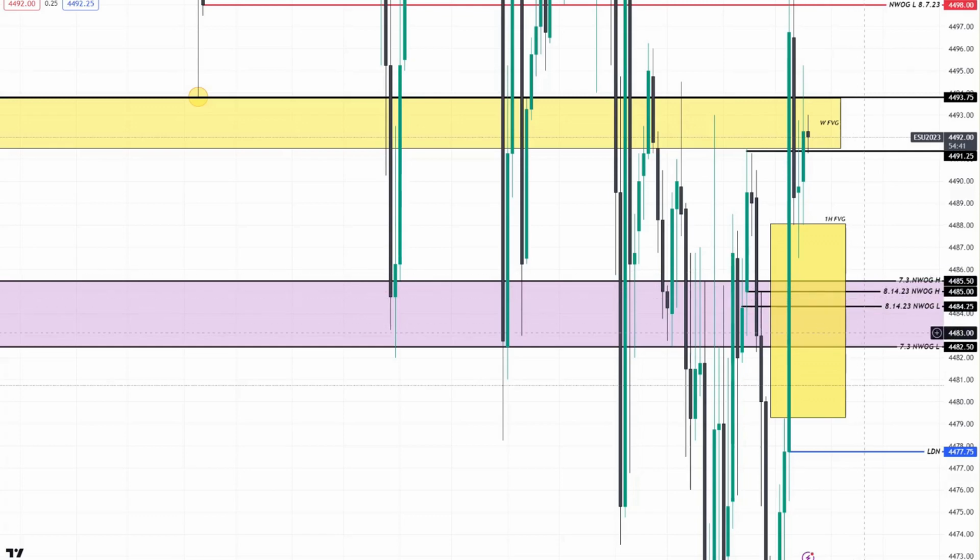So there's a lot of business here. So the first thing is we've got this 1 hour fair value gap rectangle.